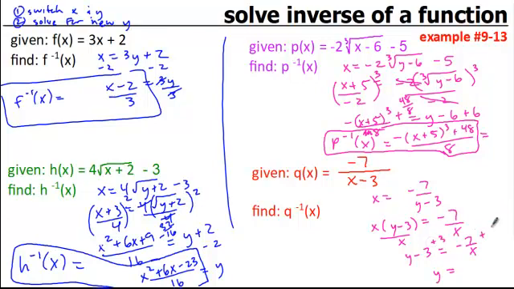adding 3, again, in this case, if you were to write this as a single fraction, adding 3 is like adding how many over x? 3x over x, right? 3x over x is just 3. So if you're combining that, here we wind up with negative 7 plus 3x, so 3x minus 7 all over x, and that would be our inverse.